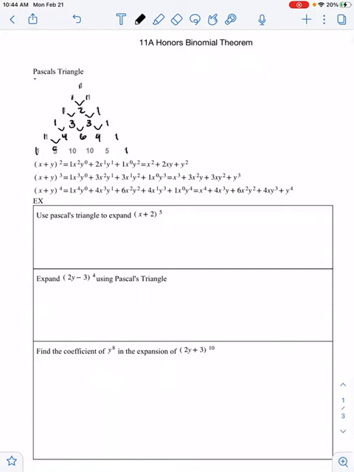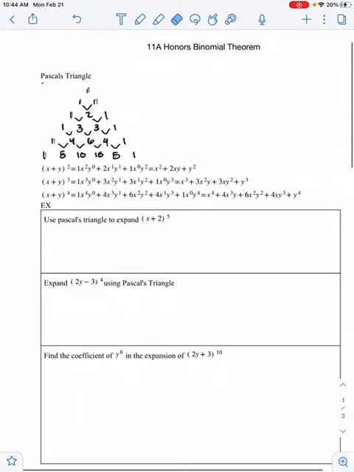So 4 and 1 is 5. 4 and 6 is 10. 4 and 6 is 10. 4 and 1 is 5. And this pattern continues for an infinite amount of rows. So how to use it? This is what we use to expand binomials.